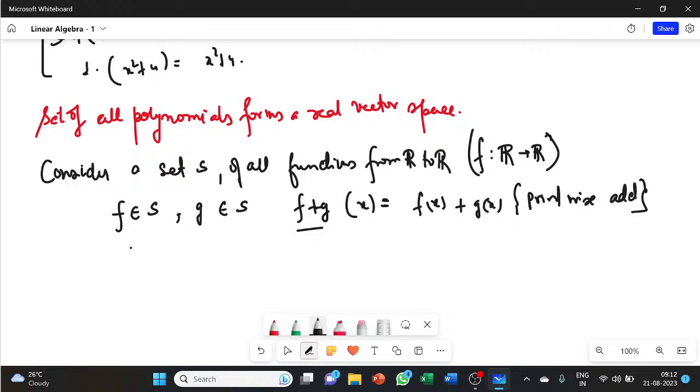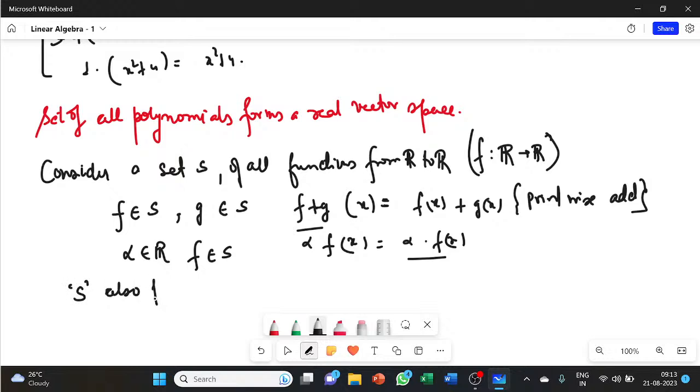Let me take some alpha belonging to R, and let's say some f belonging to the set S, which is the set of all functions. Then alpha times f is defined as alpha dot f(x). This is how you define the scalar multiplication of a function f(x). One can clearly see that this particular set S also forms a real vector space.